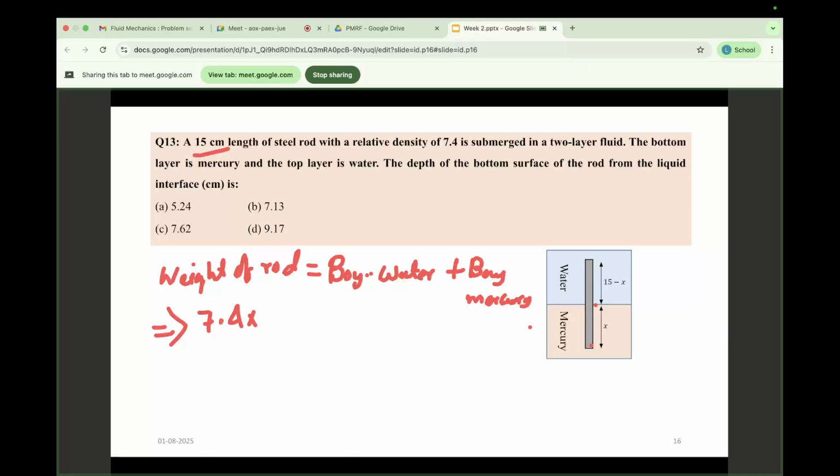So how have you calculated it? Just tell. Why 7300? Not necessary. Actually, this is the weight of the rod. What is given? 7.4 is the relative density. What is relative density? Relative density means rho of this rod by rho of water is 7.4, right?